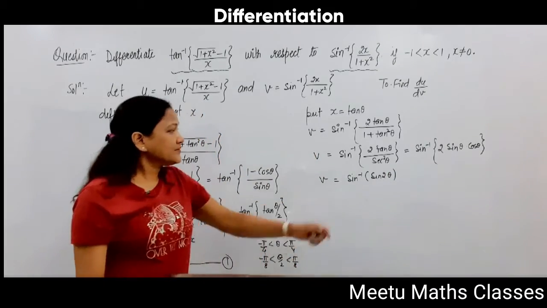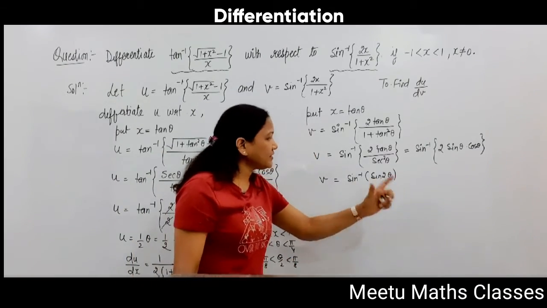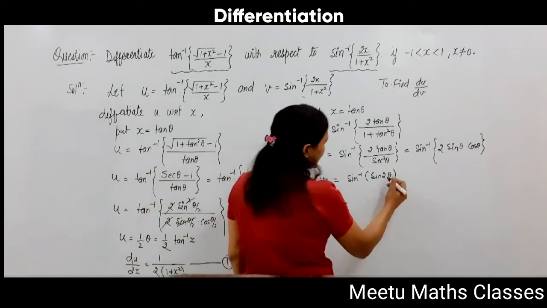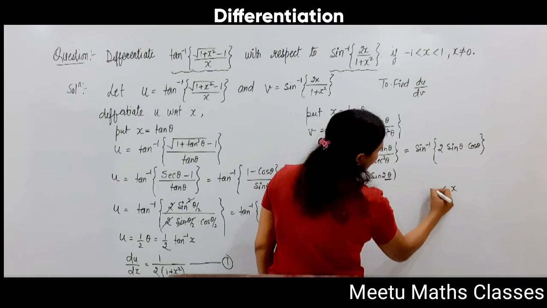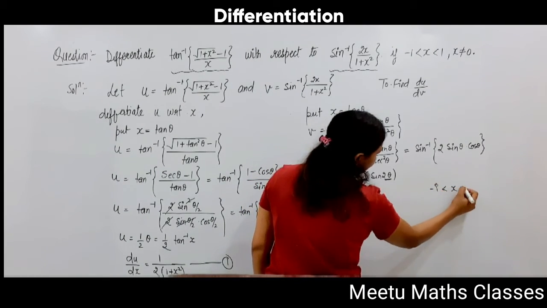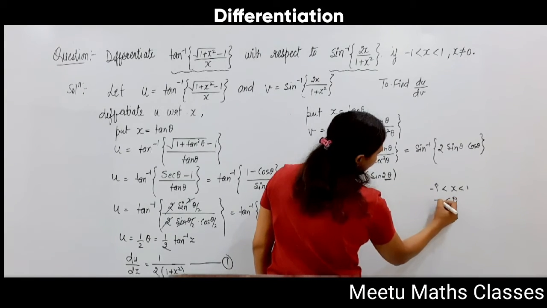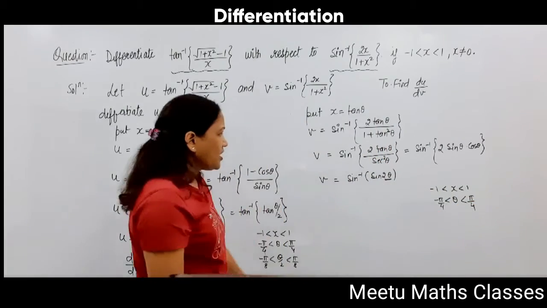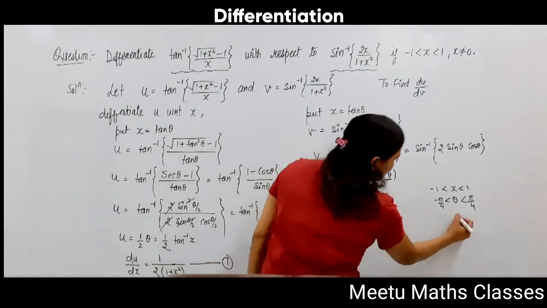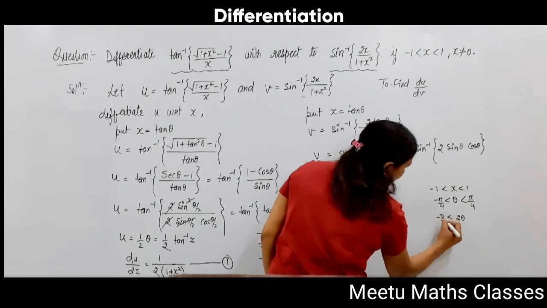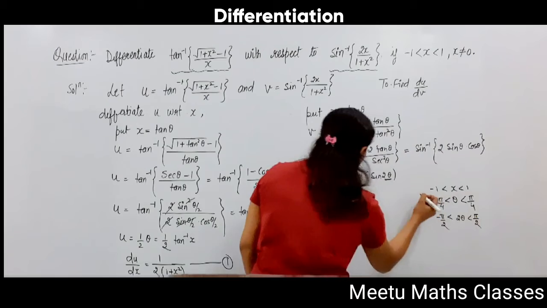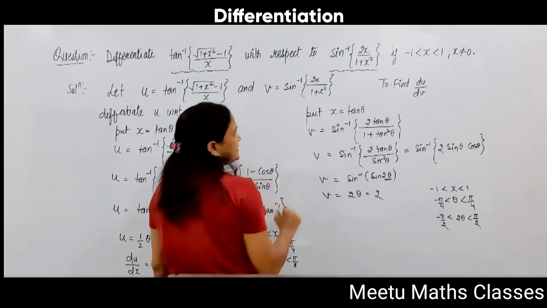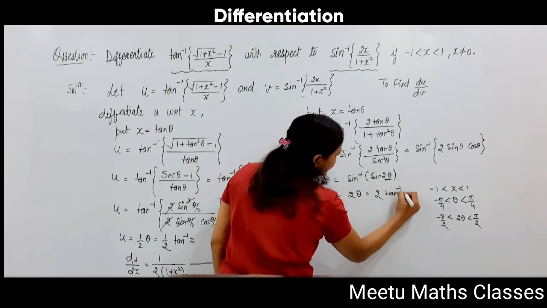Now sin inverse of sin 2 theta is invertible when 2 theta must lie between minus pi by 2 to pi by 2. So we are going to check 2 theta here. x is lying between minus 1 to 1, so theta will lie between minus pi by 4 to pi by 4. Now 2 theta lies between minus pi by 2 to pi by 2, and hence it is invertible. So we can write v as 2 theta, or theta can be replaced by tan inverse x.